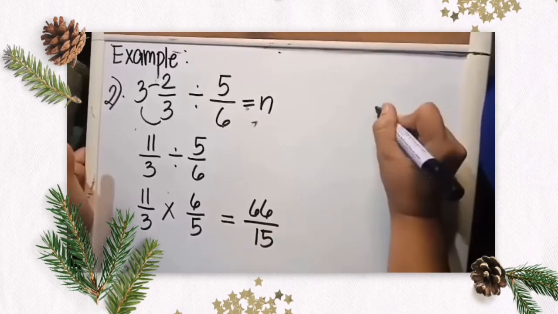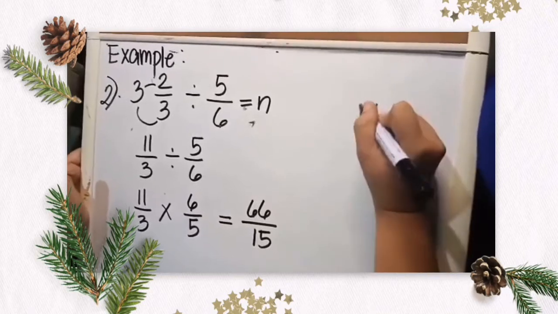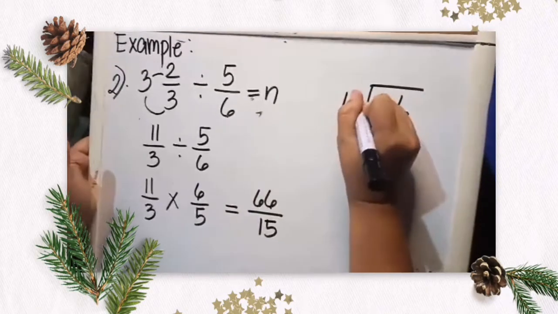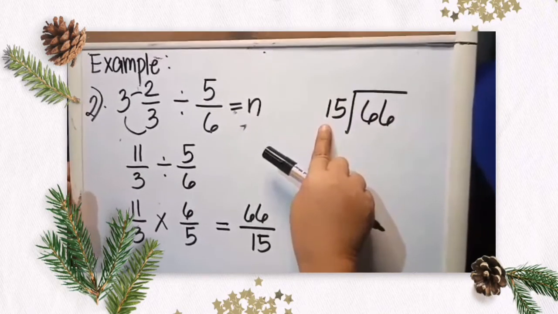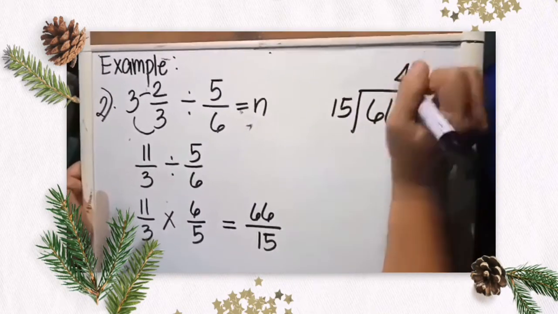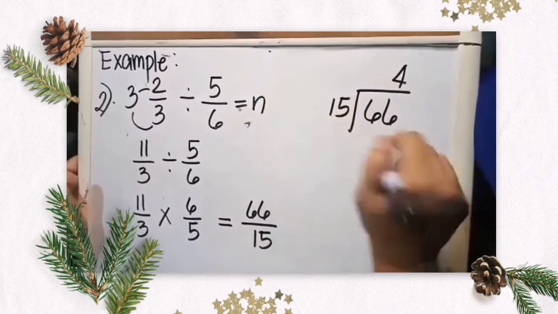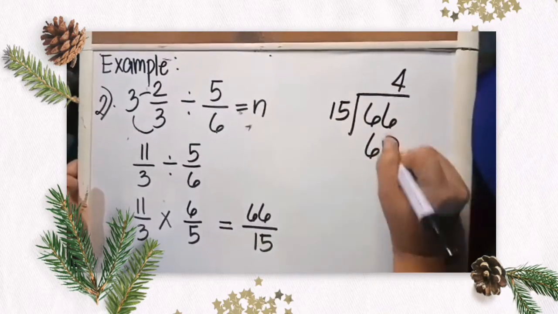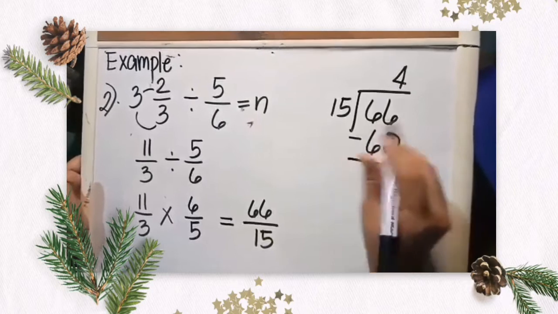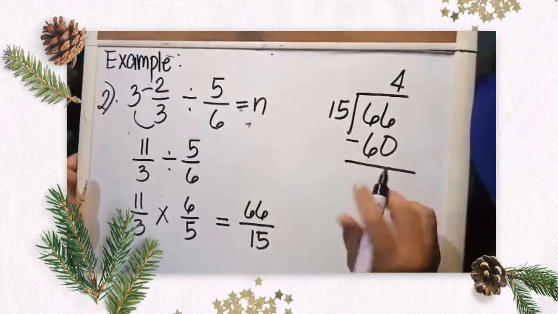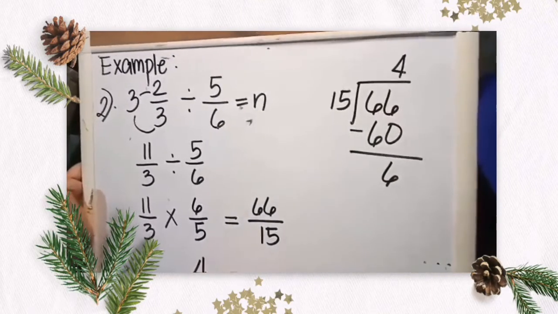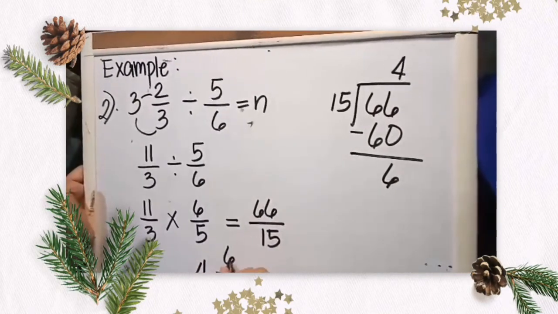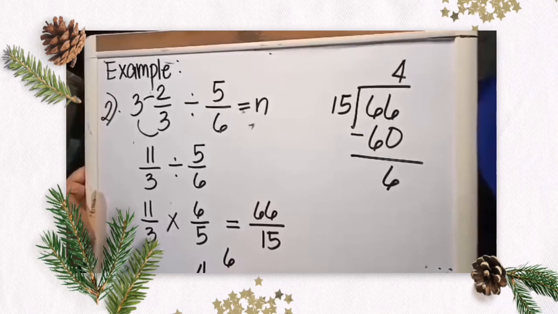So, you divide 66 divided by 15. 66 divided by 15, that's 4. 4 times 15, that's 60. You subtract 66 minus 60, 6. So your answer is 4 and 6 over 15.